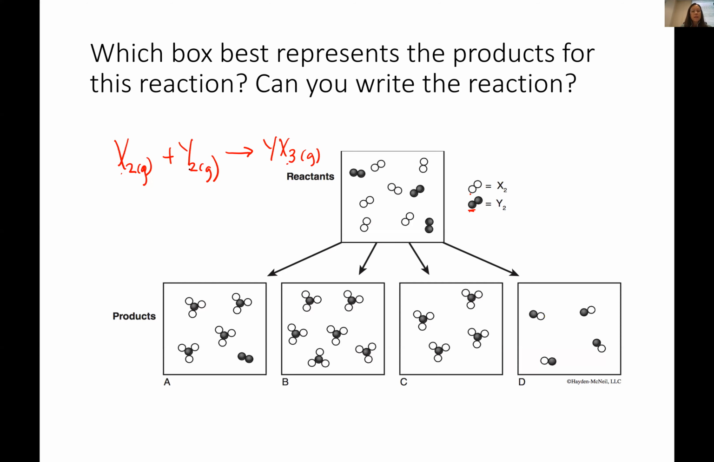So let's skip that. Let's go to the Y's. There's 2 Y's, put a coefficient of 2 in front of Y, and that'll give you 2 Y's, and that will give you 6 X's. So I'm going to put a 3 in front of X2.